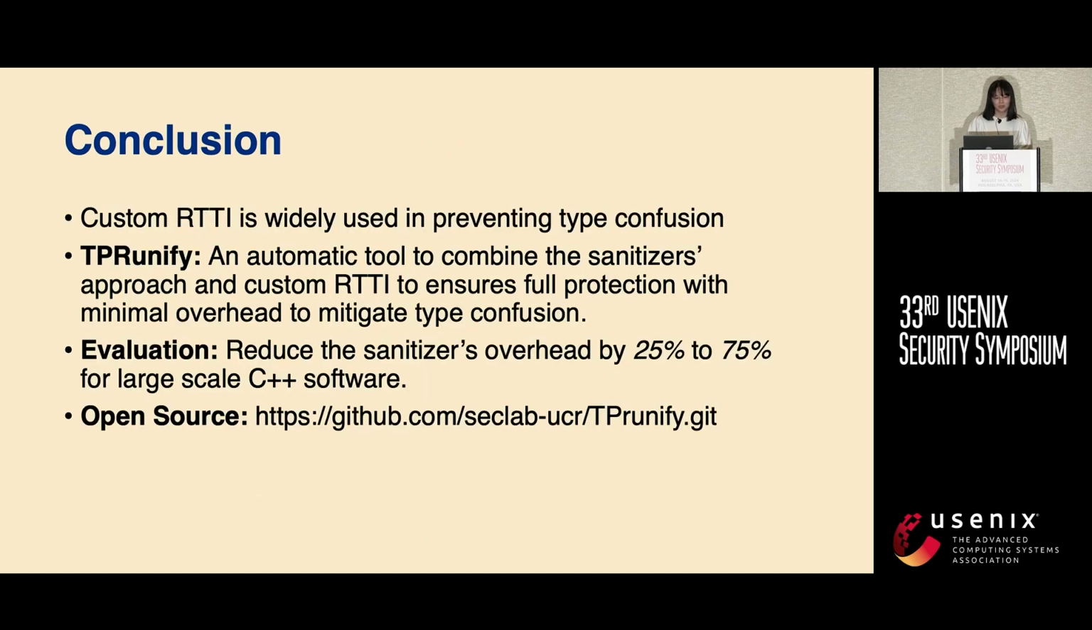Here comes our conclusion. Custom RTTI is widely used in preventing type confusion. We propose pruning, an automatic tool that combines the sanitizer's approach and custom RTTI to ensure full protection with minimum overhead to mitigate type confusion. From the evaluation, by comparing our approach to the sanitizer's approach, we can reduce the overhead by 25% to 75% for large-scale C++ software. And we are working on open sourcing it on GitHub.